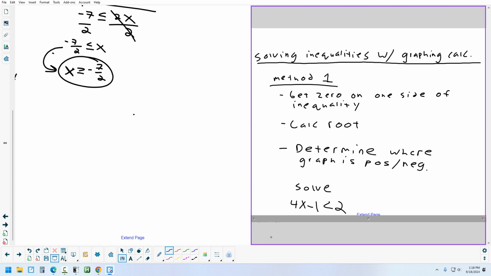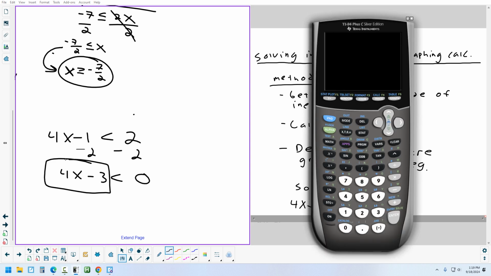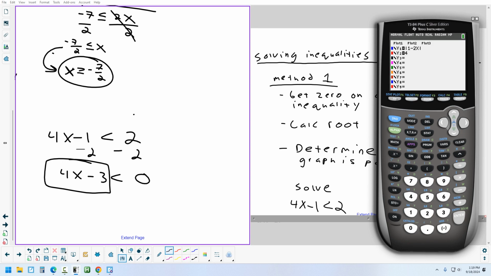4x minus 1 is less than 2. Does that problem have 0 on one side of the inequality? No. What could I subtract from both sides and then it would? Yeah, so subtract the 2. Now we have that. So the next step, it says, is to calculate the root. Well, we can't do that until we type it in. So let's type in 4x minus 3. If there's anything in there, just clear it out. So I typed it in. I'm going to do zoom 6 just to reset my window in case somebody changed it.